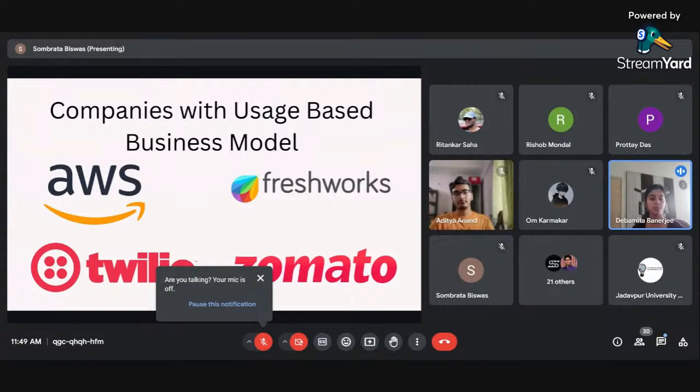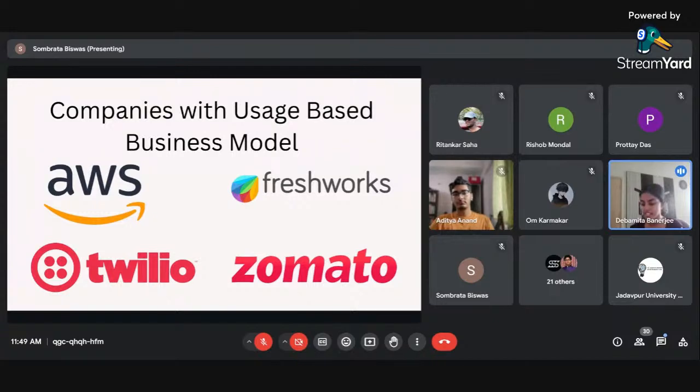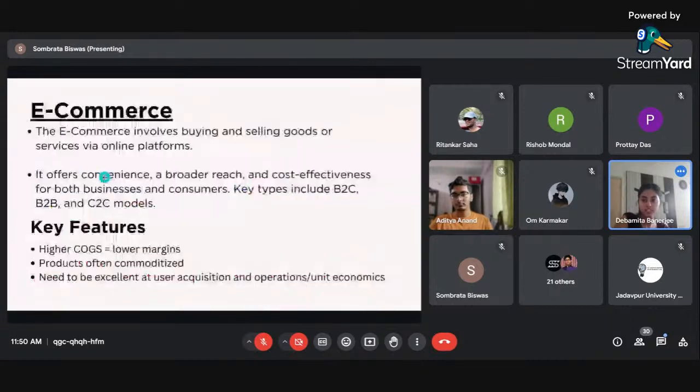I think with AWS, you're using their API stuff. Freshworks. Twilio charges for data, by the way. We just talked about data usage. Zomato, self-explanatory. Anybody has any questions? Right, no questions. Let's go to the next slide.